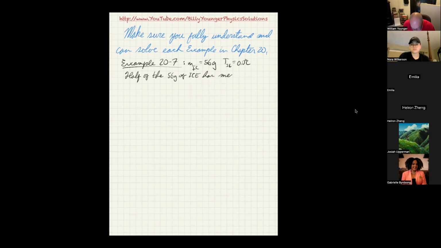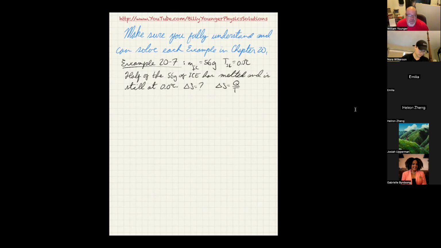Has melted and is still at 0.0 degrees Celsius. What they want to know is what is the change in entropy? Delta S is equal to question mark. And they've given us the definition that delta S is equal to Q over T, which I had given you already. Notice for starters, can anybody tell me what the typical units of entropy will be given that it's Q over T?